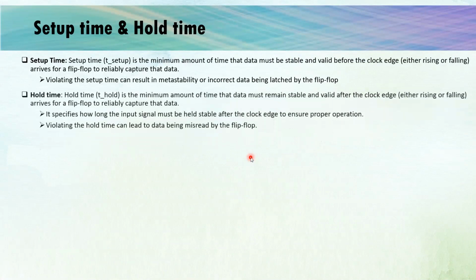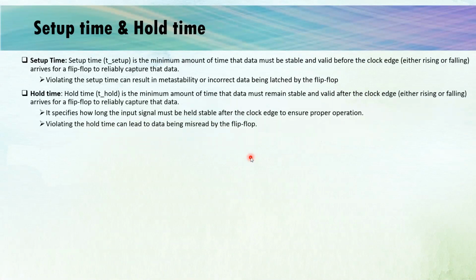Now, on the other hand, hold time is the minimum amount of time that the data must remain stable or valid after the clock edge arrives at the flip-flop for a reliable capture of the data. Violating the hold time can lead to data being misread, or some wrong data being sent to the output. So hold specifies how long a particular signal must be held after the clock edge. On the other hand, setup specifies how long the data must remain stable before the clock edge.